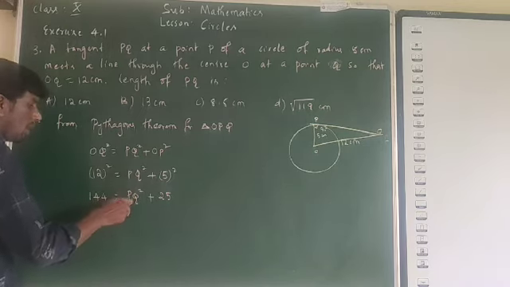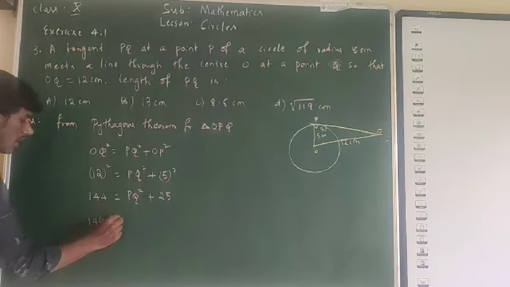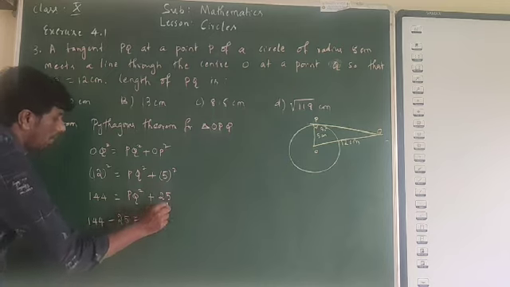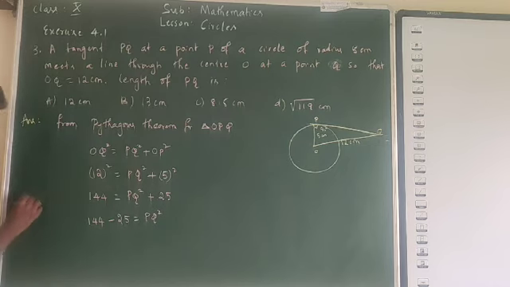I should find PQ. Keep PQ square here only and send 25 to the other side. What will happen? 144, if you send 25 to the other side, it becomes minus 25, equal to PQ square. Clear? So 144 minus 25. You can't subtract directly, you should borrow from here. So 14 minus 5 is 9. Here I have 3, and 3 minus 2 is 1. So 1. How much?